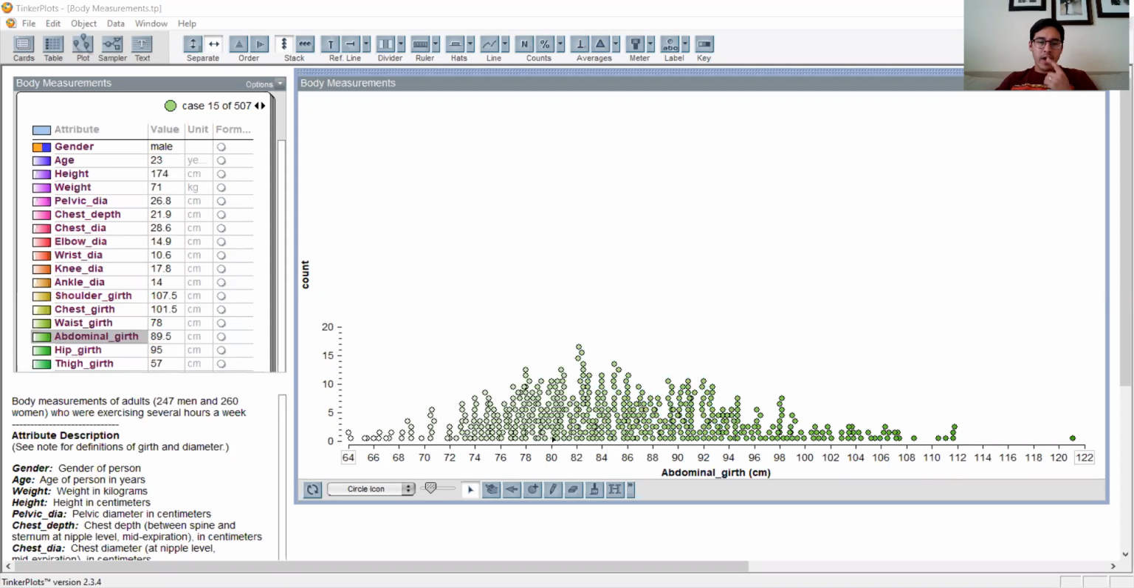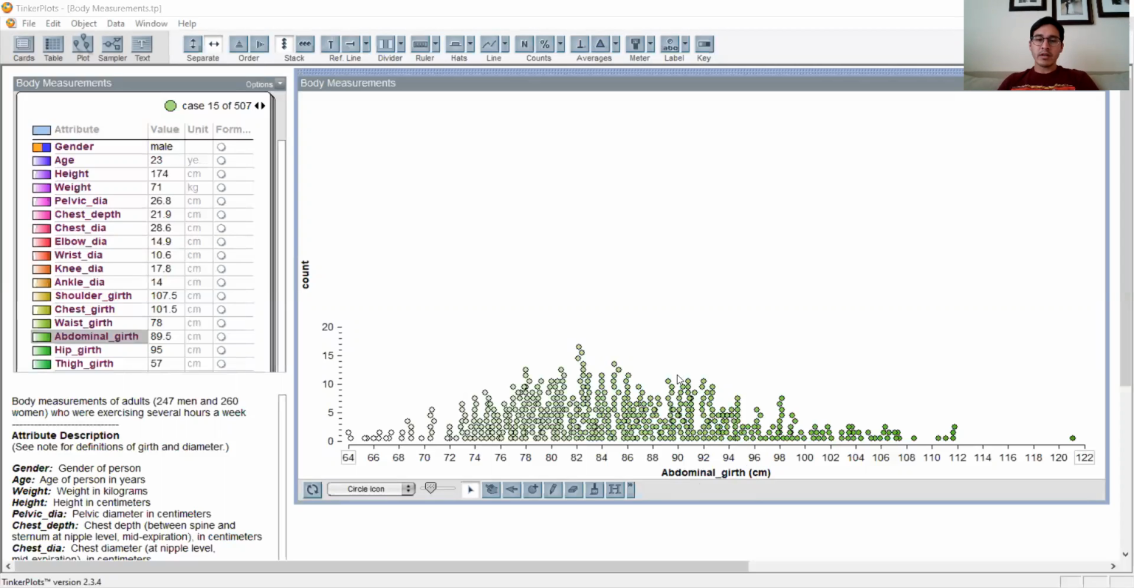As you can see here, I've got a dot plot of like 507 adults. I know it's 507 because if I look at this part of the software over here, it's telling me how many individuals are in this data set. And the variable that we're looking at is abdominal girth measured in centimeters. Normally we don't make dot plots when we have large data sets, but because it's software, the software can do it pretty easily for us.